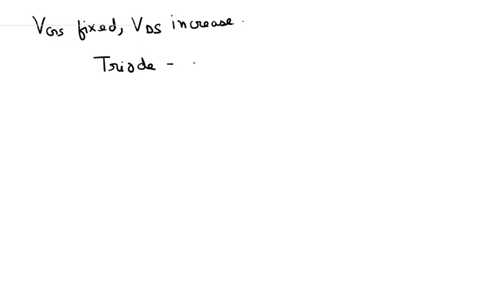So for a fixed value of VGS, if we increase VDS from 0, initially no current would actually flow. Okay, so initially the regime is the triode regime, and then if we keep on increasing VDS, we would reach the saturation regime.